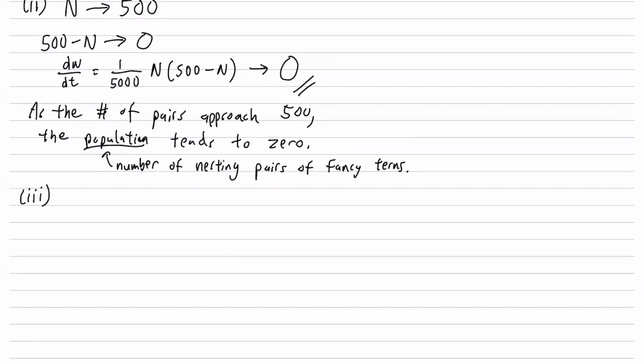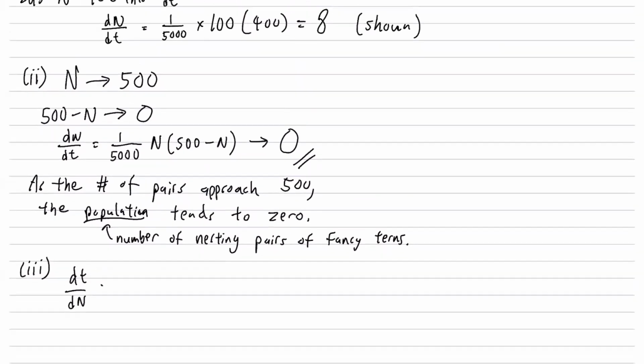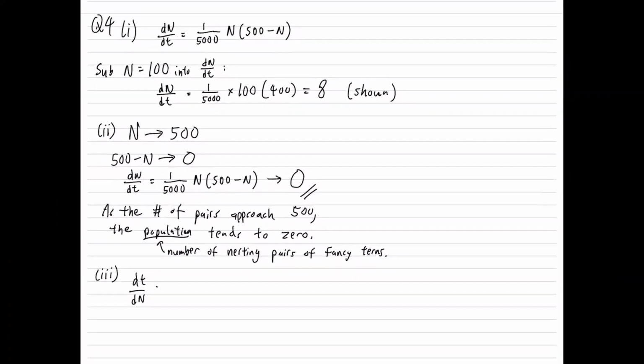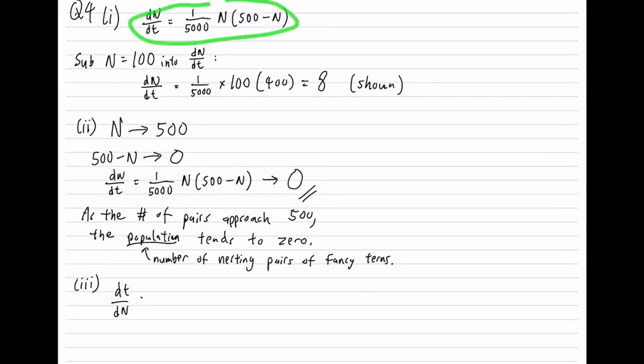Okay, next, part 3. Show that the differential equation can be expressed in the form of dt over dn equals 10 over n plus 10 over 500 minus n. This is a very creative question because it's not common. Do you notice that dt over dn looks very familiar? It's the opposite of the thing. Just flip around, right?